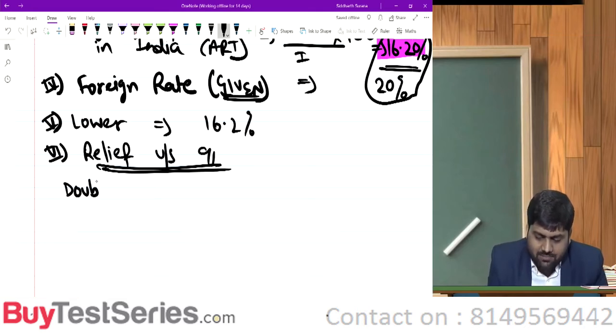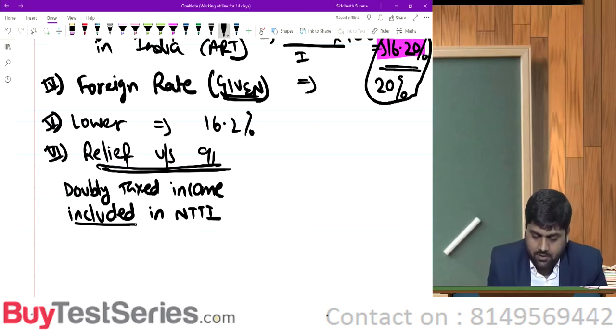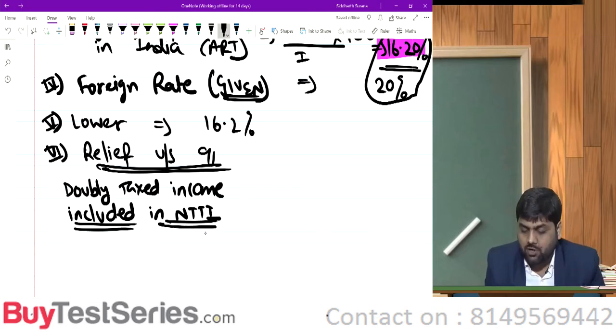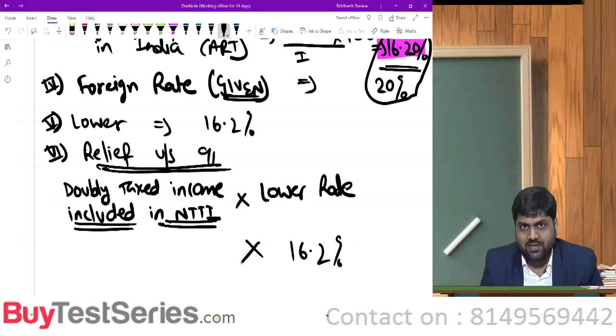Relief under section 91 will be doubly taxed income included in NTTI into the lower of the two rates which you have already chosen at 16.2%. 16.2% is going to be the rate at which you are going to be provided relief.